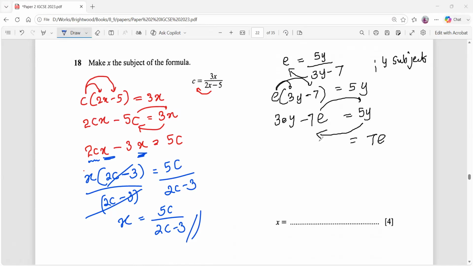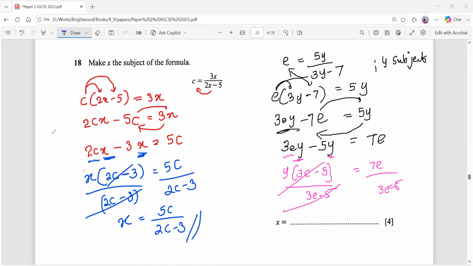The y terms are taken to the left side. This one, 3ey, is taken here. This plus 5y comes here and becomes negative 5y. Now you can see both terms have y, so I take y out commonly. Remaining 3e minus 5 equals 7e. Now you can divide both sides by 3e minus 5. You got it, no? 3e minus 5 cancels.